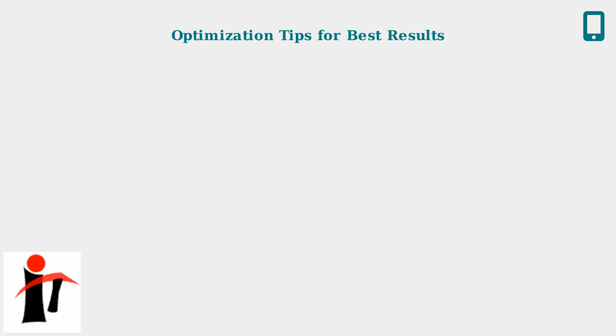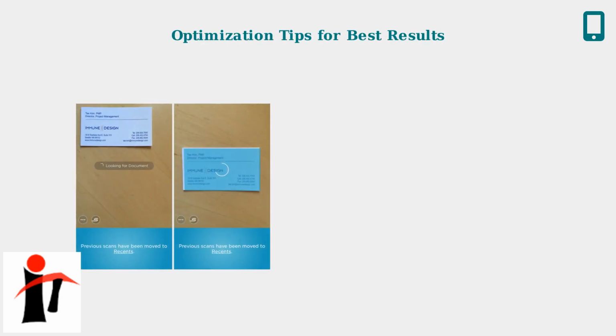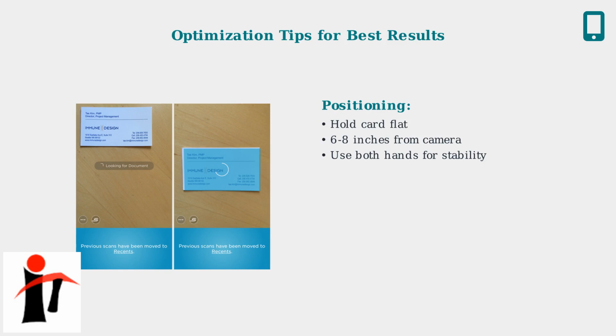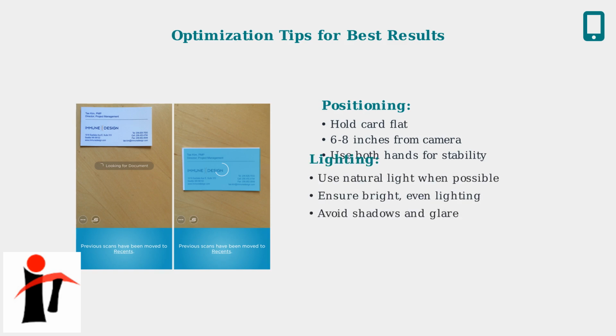For maximum scanning accuracy, proper technique is essential. Following these optimization tips can significantly improve your success rate. First, ensure proper positioning. Hold the business card flat and maintain a distance of 6 to 8 inches from your camera lens. This distance provides optimal focus for text recognition. Lighting is crucial for accurate text recognition. Use natural light when possible, or ensure bright, even artificial lighting. Avoid shadows and glare on the card surface.